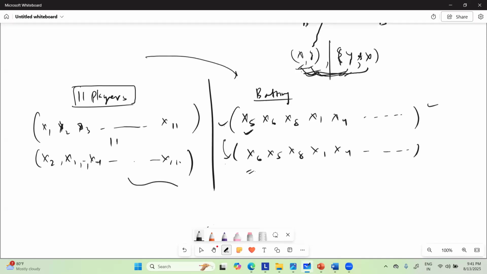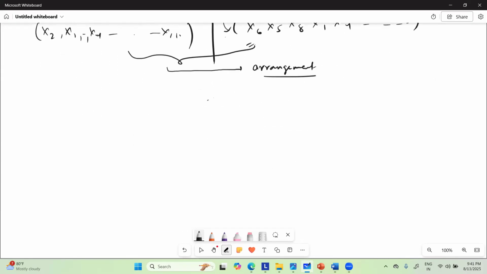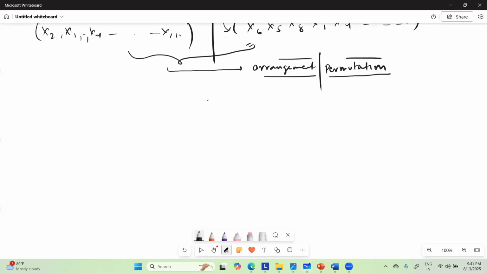This particular differentiation is also called arrangement, or in mathematics, permutation. So permutation is nothing but arrangement. ठीक है, यहां तक सबको क्लियर है? Yes, sir. तो बहुत सी सिंपल सी बात.